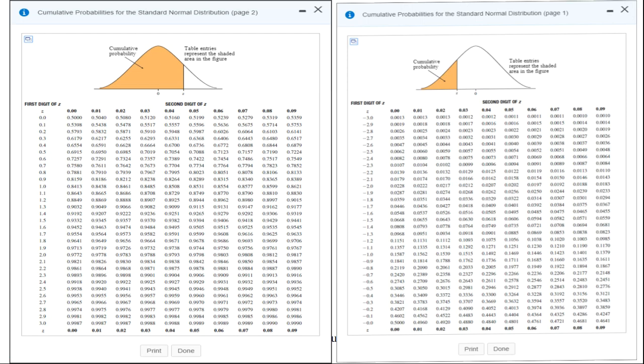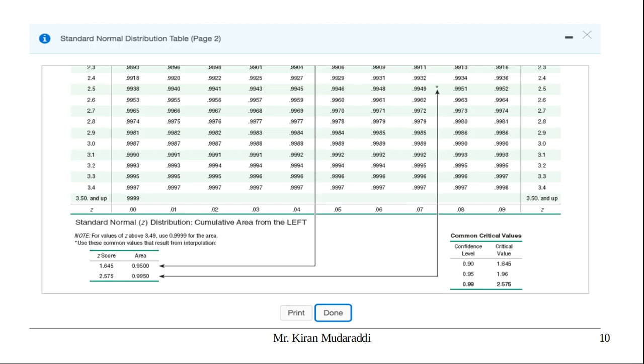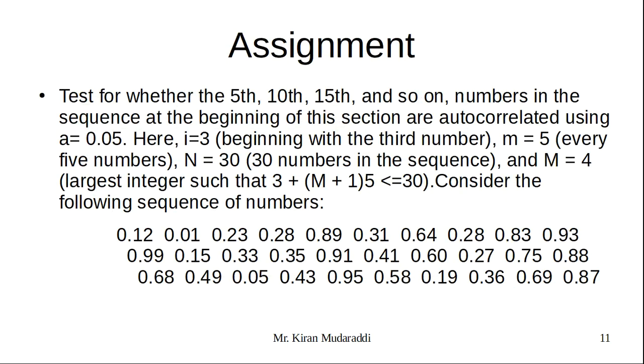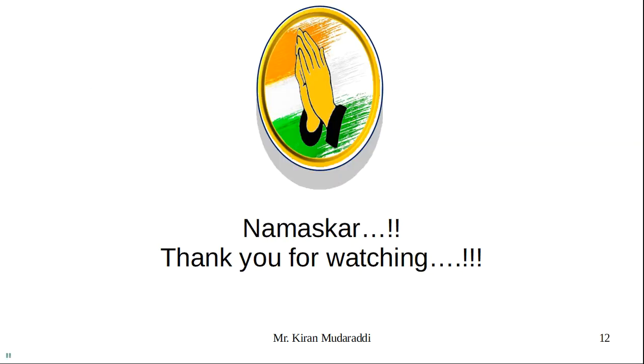Okay, so this completes the random number generation chapter. We covered the KS test, chi-square test and autocorrelation test in total. Copy this assignment, and also take the video question paper and solve some other examples related to the autocorrelation test.